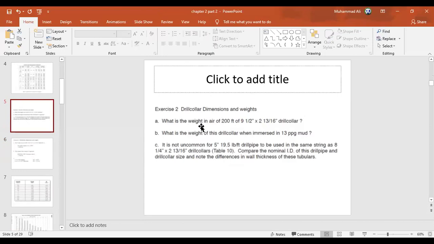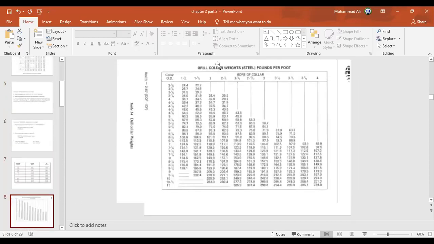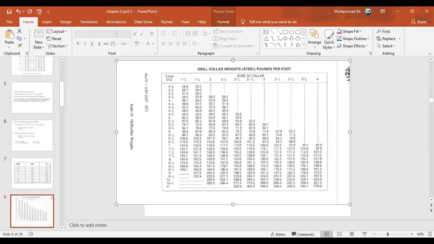Now first, let's look at the weight in air of 200 feet of pipe. The outside diameter is 9.5 inch and the inside diameter is 2 13/16, which is quite low, so look at the wall thickness here. We have 200 feet of drill collars. What is the weight? Based on the outside diameter and inside diameter, again we have to go through the tables and find the weight. We have a table here. This is the outside diameter, and here is the drill collar weight. And again, I have to go back to the painting.